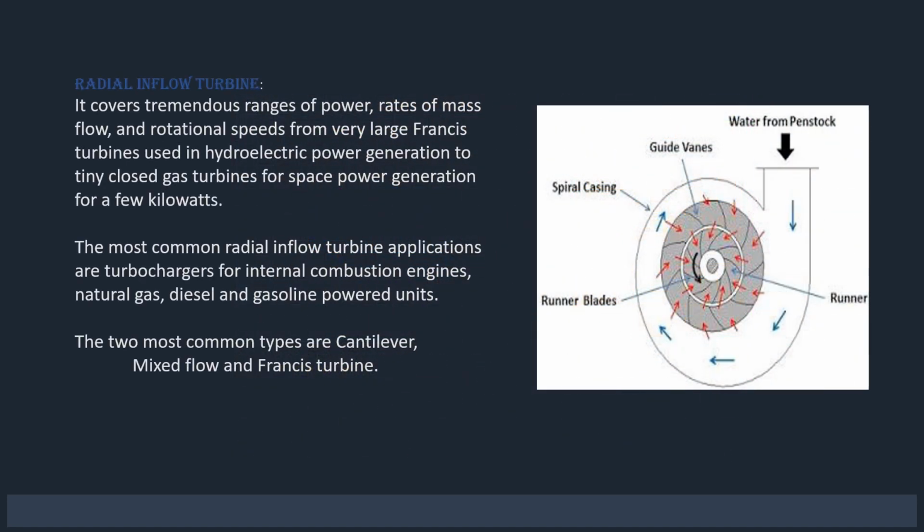And now let's look at the radial inflow turbine. Fluid enters at a large diameter and exits at a smaller diameter. It is used in a wide range of applications, from large hydroelectric power plants like the Francis turbine to small gas turbines in spacecraft. The most common application is turbochargers for engines, natural gas and diesel plant units. The Francis turbine is one of the most widely used inward flow turbines.